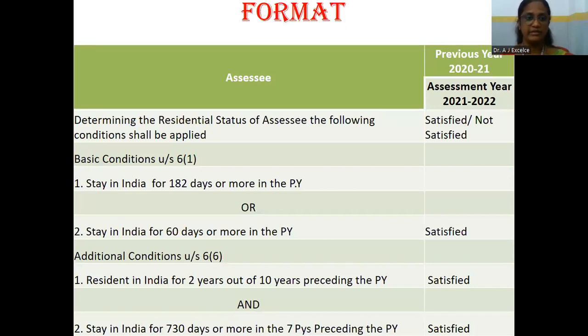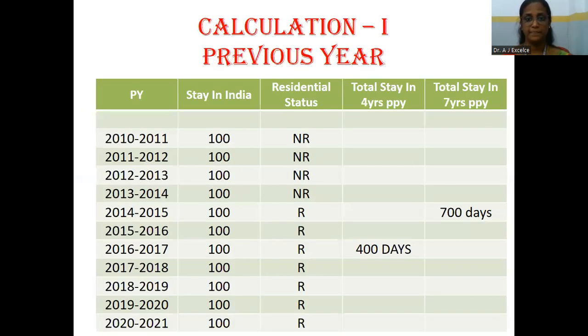Like this, you can write the basic and additional conditions and see whether the person is satisfying them. So this is the calculation part. We have to see for the previous year how many days the person is staying in India.